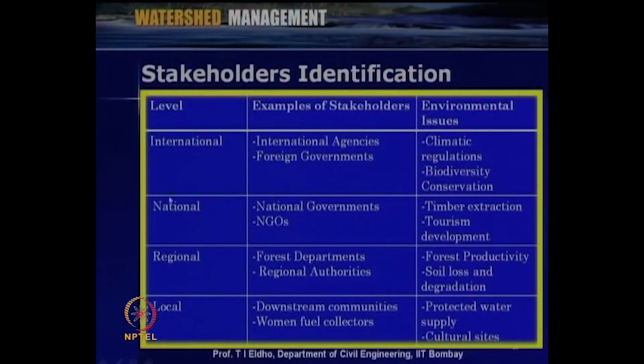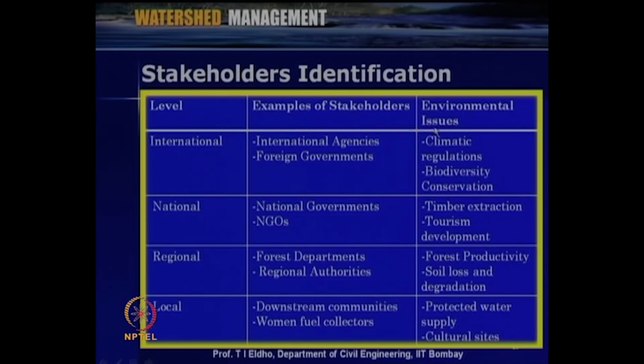let us look into the identification of various stakeholders. In this slide you can see the various levels of stakeholders listed, then examples of stakeholders, and then the various issues. On the international level, within the perspective of watershed management or river basin scale management, various agencies are stakeholders, international agencies like World Bank funds or IMF funds for watershed management activities. Many times foreign governments may give support to various agencies through NGOs or through direct government. So, at the international level, foreign governments can be a stakeholder.